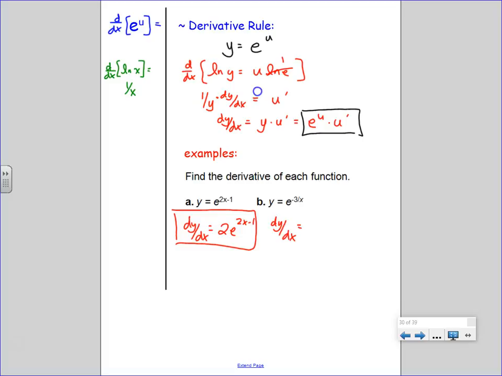Gotta do a quotient rule? No, you don't have to do the quotient rule. What's another way of looking at u? Make it negative 3 times x to the negative 1. Then we can bring down the negative 1 and have 3 over x squared. And for sake of simplicity, we just make it 3 over x squared. Hey, wait a minute. Is this the same thing?